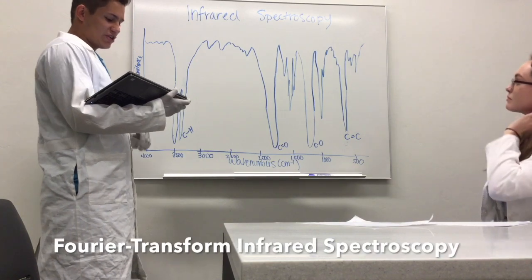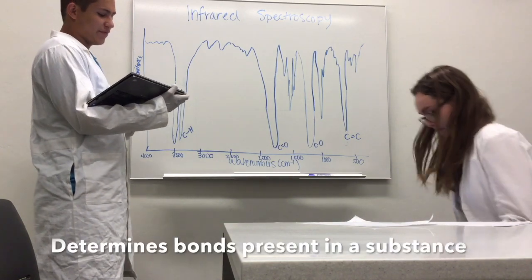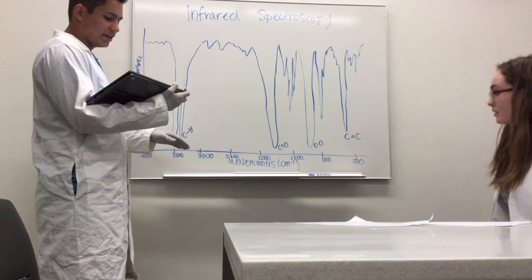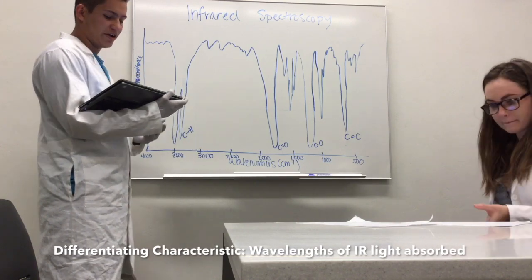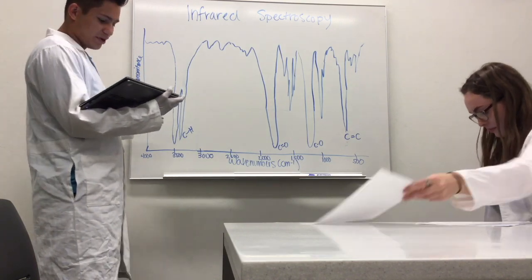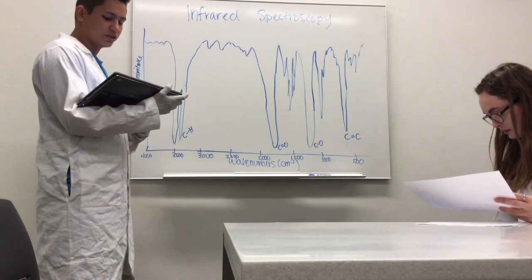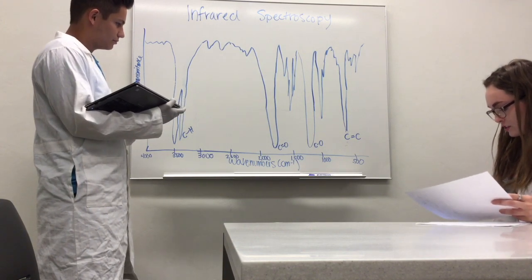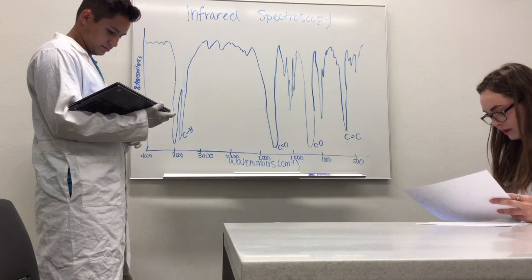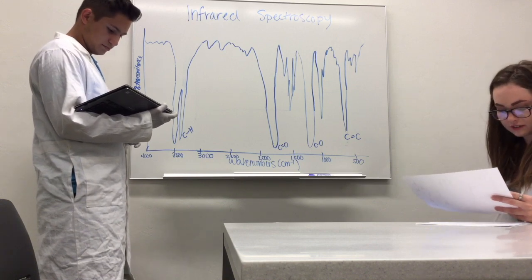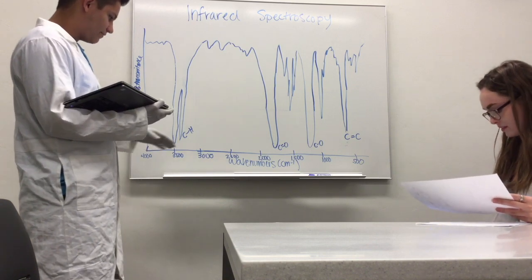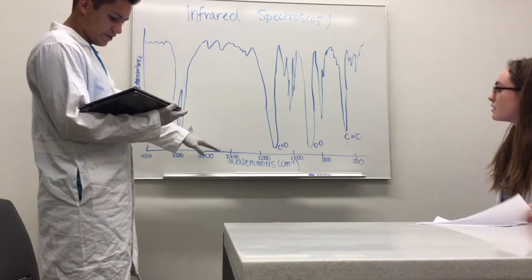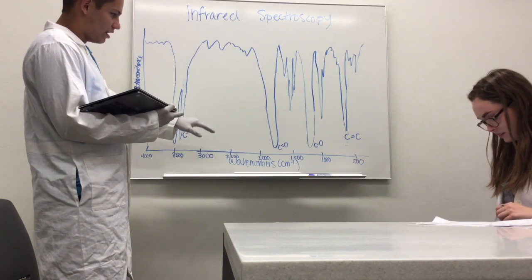Infrared spectroscopy determines the bonds present in a molecule using various wavelengths of infrared light the solution absorbs, which is our differentiating characteristic. Knowing what bonds are present in our substance is crucial to determine the structure of our molecule. So the peak at about 3000 wave number represents a carbon bonded to hydrogen. Correct. The peak between 1500 and 2000 wave number represents a carbon double bonded to oxygen.